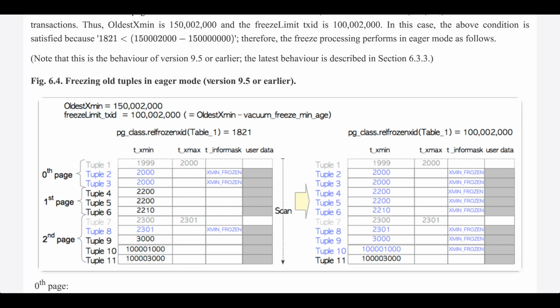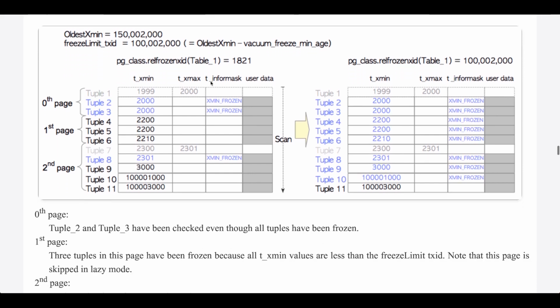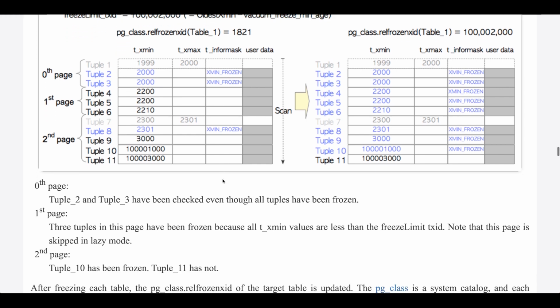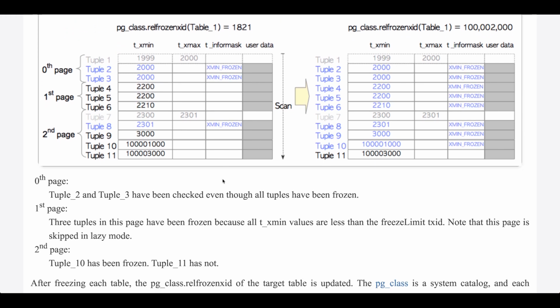Freezing old tuples in eager mode, version 9.5 or earlier. The page at index 0: tuples 2 and 3 have been checked even though all tuples have been frozen. Page at index 1: 3 tuples in this page have been frozen because all t_xmin values are less than the freeze limit transaction ID. Note that this page is skipped in lazy mode. Page at index 2: tuple 10 has been frozen, tuple 11 has not.